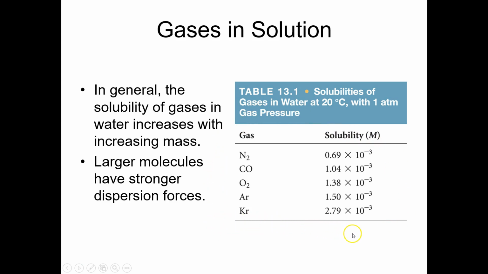Solubility tends to be a function of size. And so the larger a thing is, a krypton atom is bigger than an argon atom. Argon atom is bigger than an oxygen molecule. Oxygen molecule is bigger than a nitrogen molecule. Carbon monoxide, because it's polar, you're going to get some dipole-dipole interactions with water, so that kind of increases its solubility relative to nitrogen. But in general, if you just look at the nonpolar ones, nitrogen, oxygen, argon, krypton, you'll see that they get more soluble in water as they get larger, and that has to do with dispersion forces.